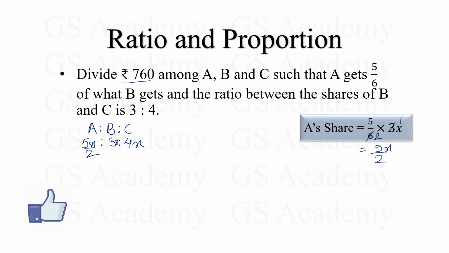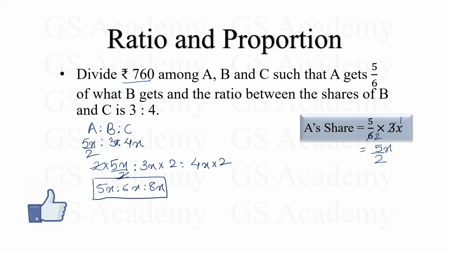Now again here there is a denominator part. So the LCM will be 2. So we will multiply 2 throughout the ratio. So this becomes 2 into 5x upon 2 is to 3x into 2 is to 4x into 2. So 2 gets cancelled out. So the newly formed ratio will be 5x is to 3 twos is 6x is to 8x.